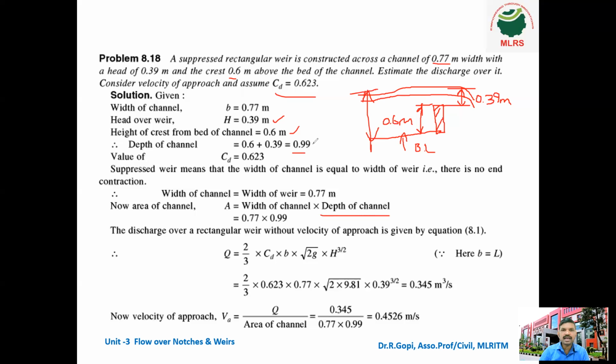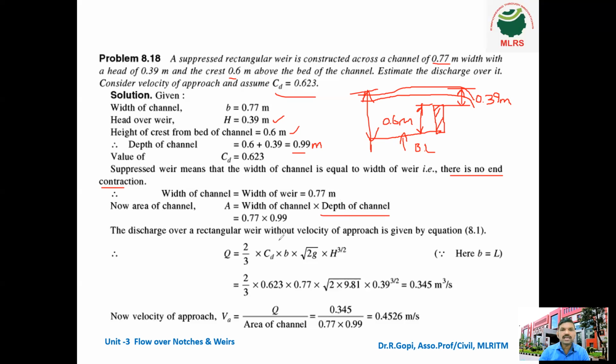It is 0.99 meter. So suppressed weir means that the width of the channel is equal to width of the weir. So suppressed weir means, what do you mean by that? Suppressed weir means width of the channel which is equal to width of the weir. That is, there are no end contractions. Okay. So maybe in a 2 mark question they will ask what do you mean by suppressed weir. So in suppressed weir there is no end contraction. So the width of the channel which is equal to width of the weir, it is 0.77 meter. And area of the channel equals width of the channel into depth of the channel. It is 0.77 into 0.99.